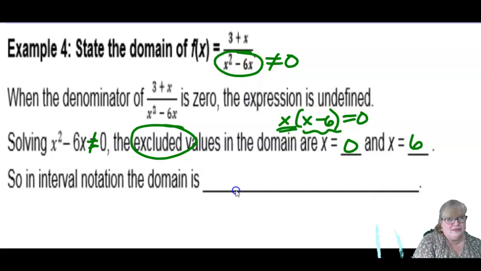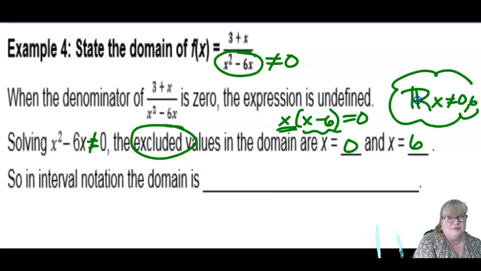Now, if we were going to write this in interval notation, I would just write all real numbers except x cannot equal 0 or 6, okay? This is the lazy man's way. But if we want to write everything on the whole number line except there's a hole at 0 and there's a hole at 6, we have to write this really strange.